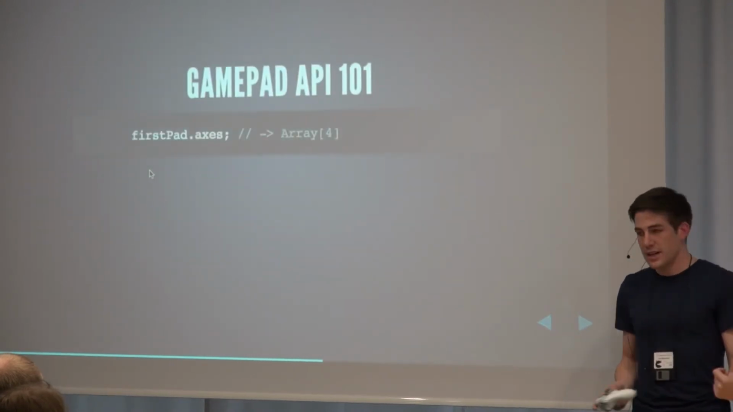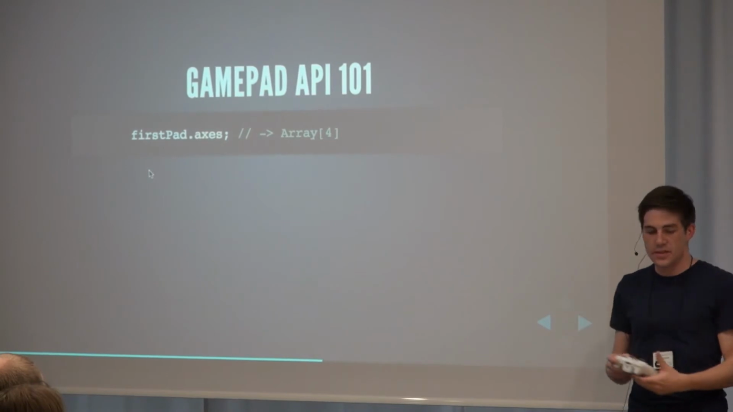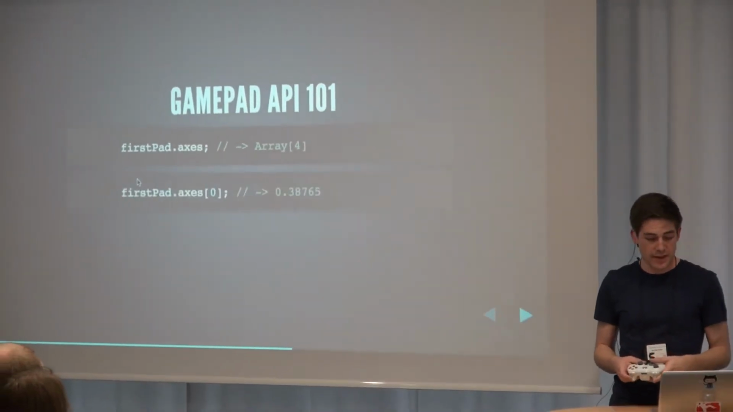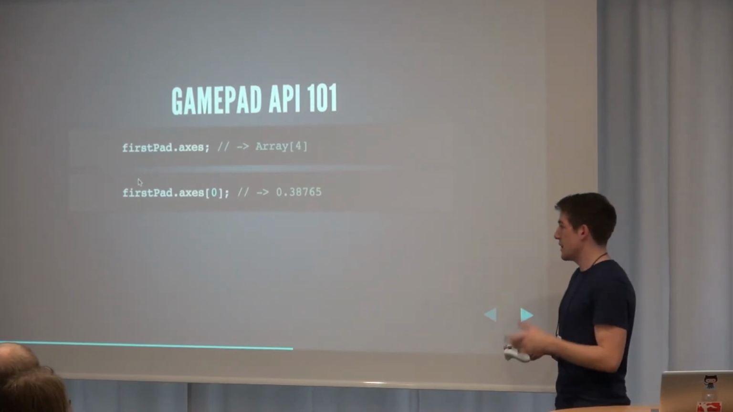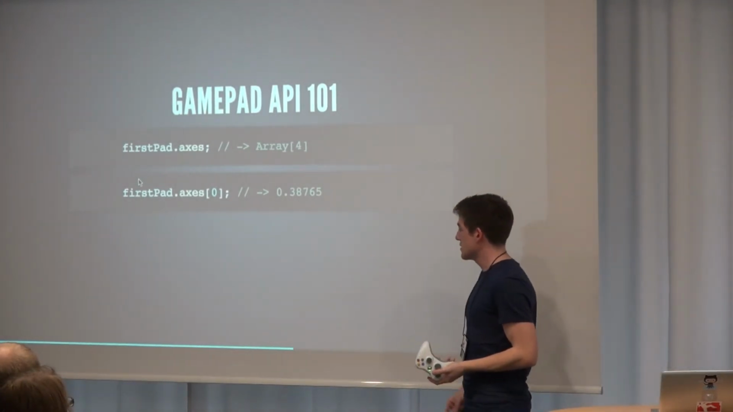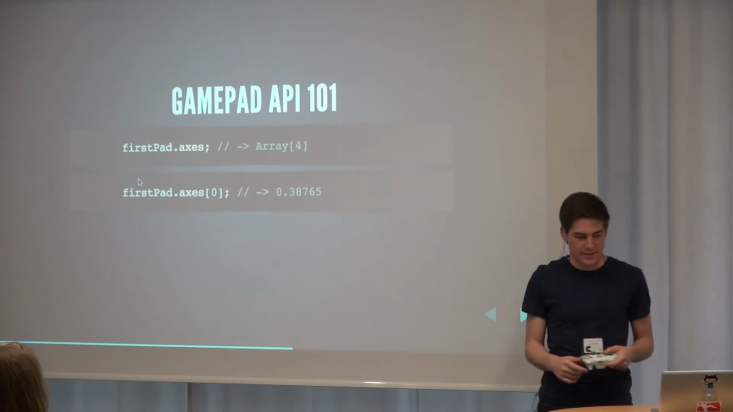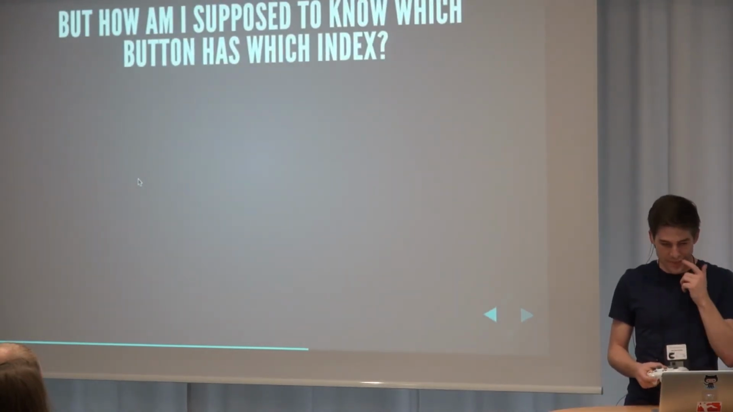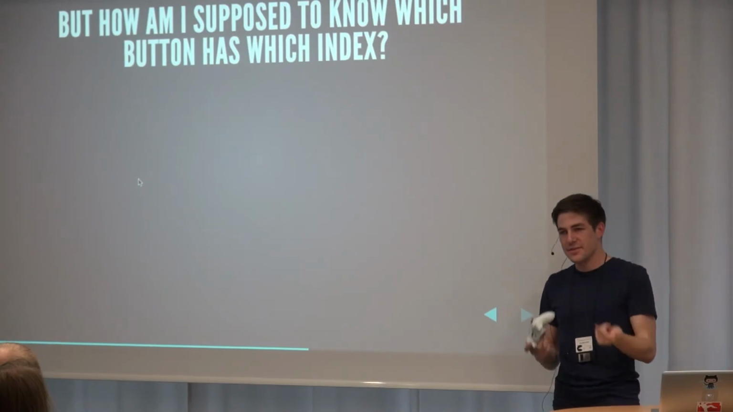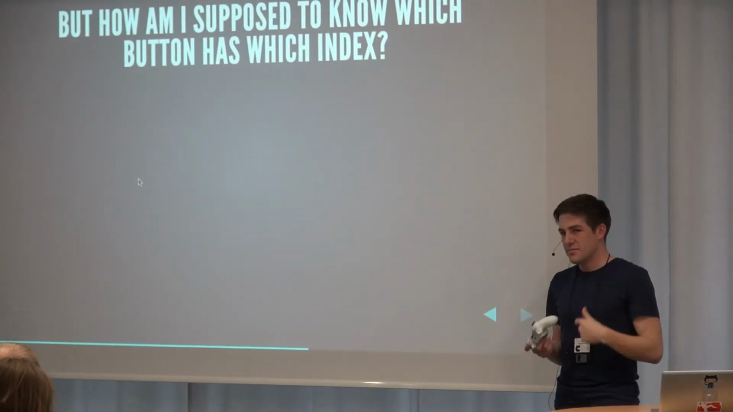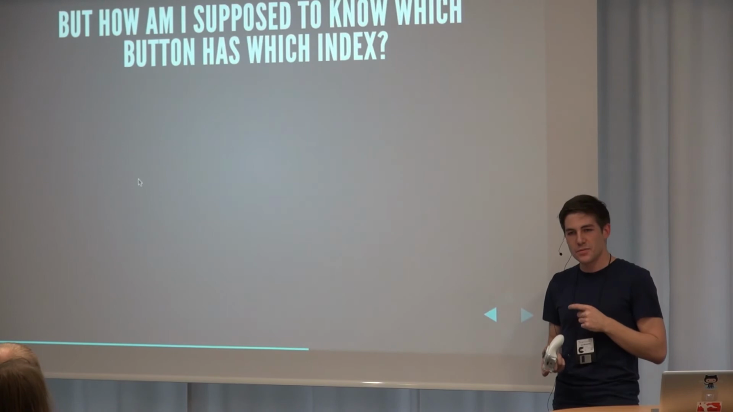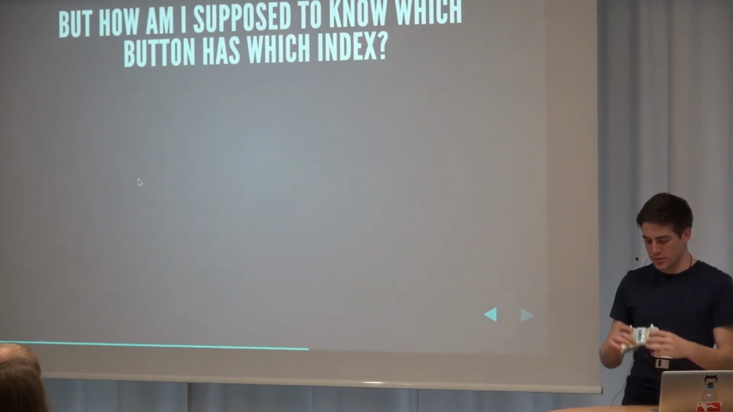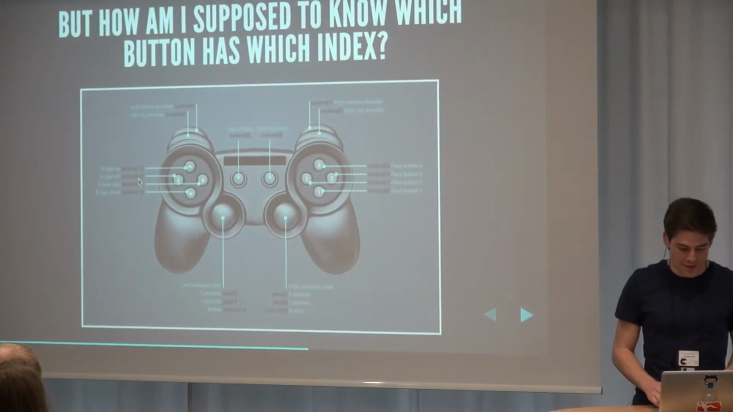So we also have the axes property, which gives us all the axes that are available on this gamepad. And this now has analog values. So the first axis has a value of something. But if I have a gamepad and button 17 is 1, what does it mean? I have no clue, because which one is 17? Of course, it's standardized.